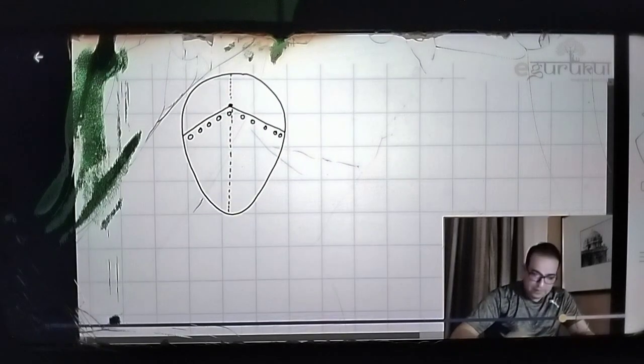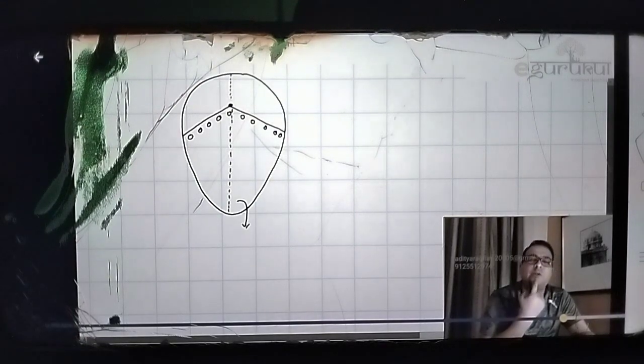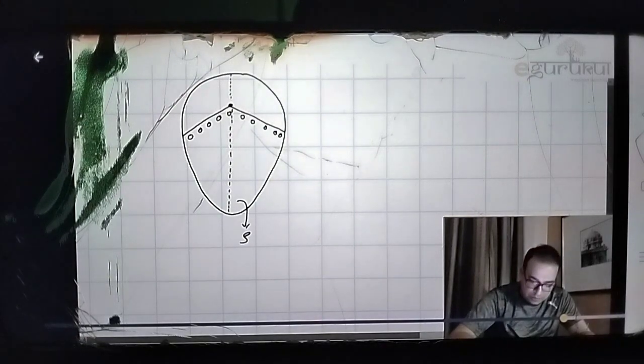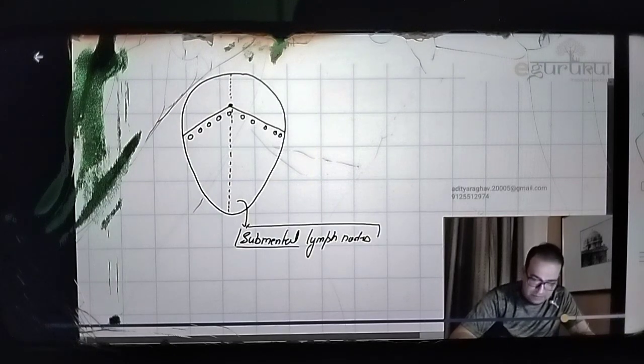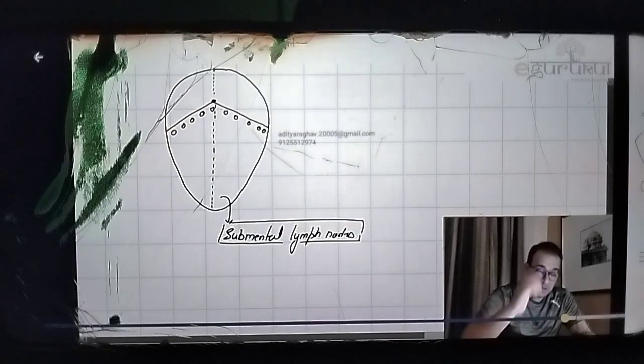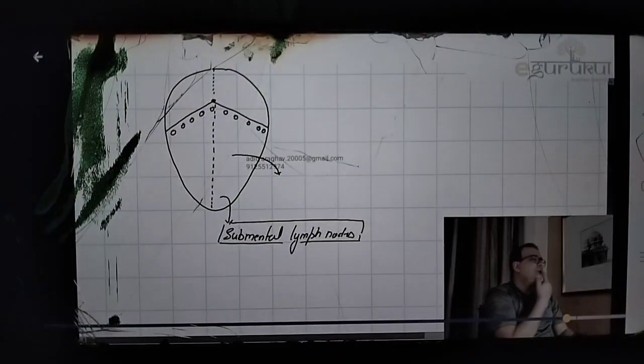The lymphatic drainage from the tip of the tongue drains into the lymph nodes just below the tip of the tongue here. That is the submental lymph nodes. They're draining into the submental lymph nodes, that is from the tip here. Now the lymphatic drainage which is coming from the side and from the dorsum of the tongue. So it's very easy to remember. Tip of the tongue, submental.